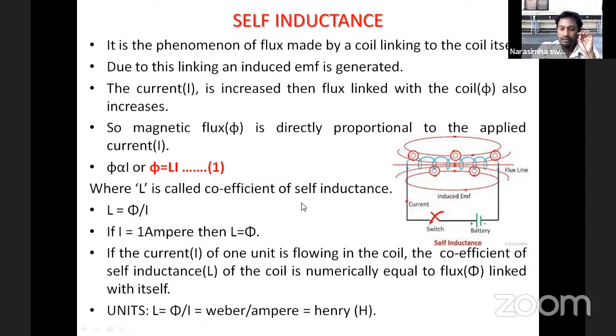Now, the units. In the expression L is equal to phi by I, phi is measured in Weber and I is measured in ampere. So Weber per ampere is equal to Henry. So the unit for self-inductance is the Henry.